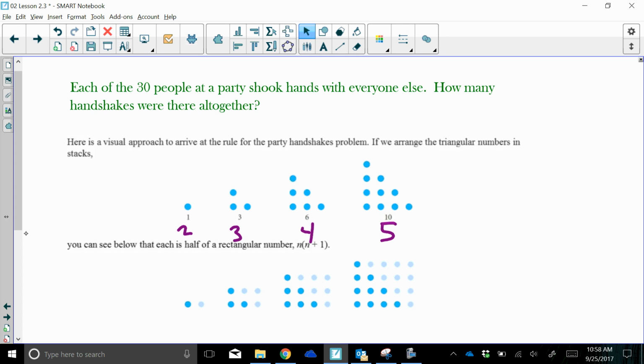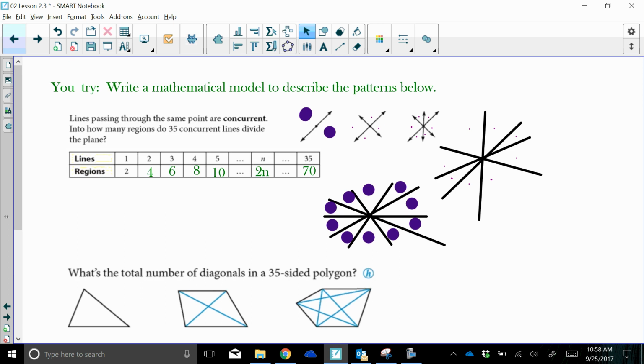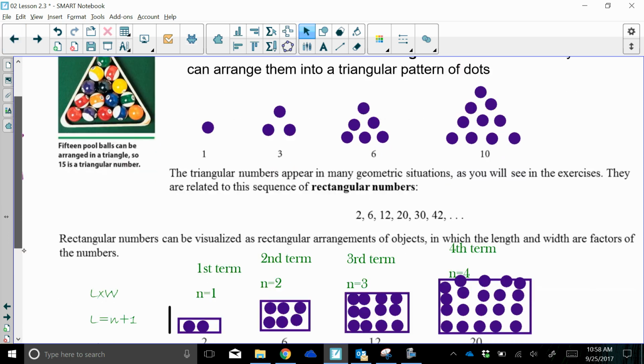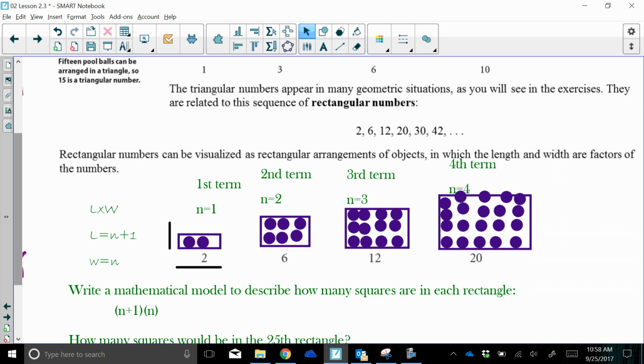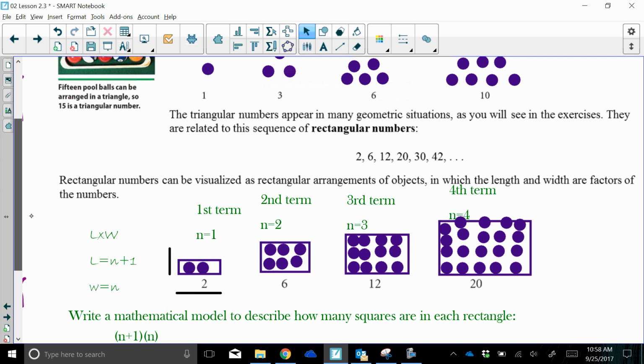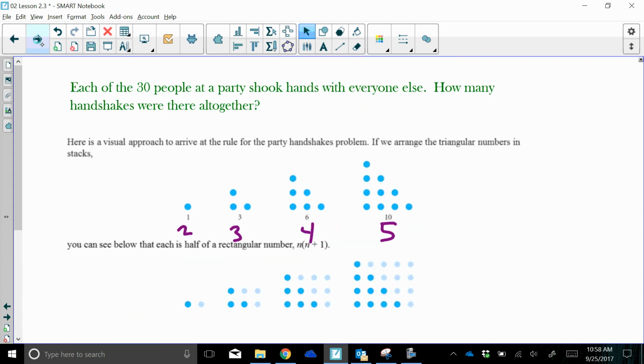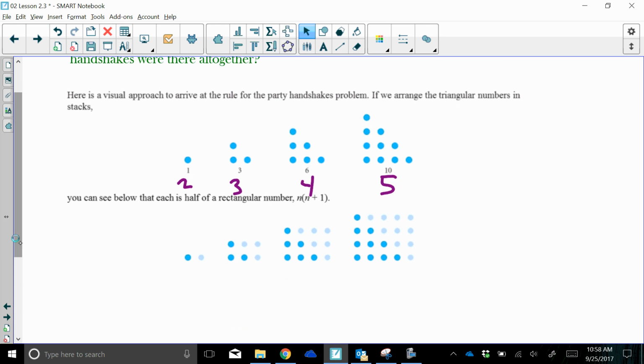So we can use the rectangular numbers that we just developed a model for on a couple slides prior. So we said that with the rectangular model, our model is n plus 1 times n. So the term plus 1 times the term is how many dots will be in the rectangular model. But with the triangular model, we don't quite have the same thing. We need to divide that by 2. So each of these is half of the rectangular model.